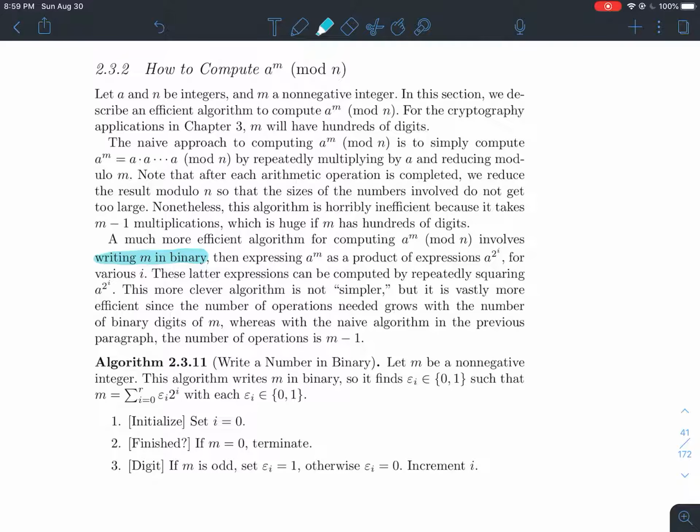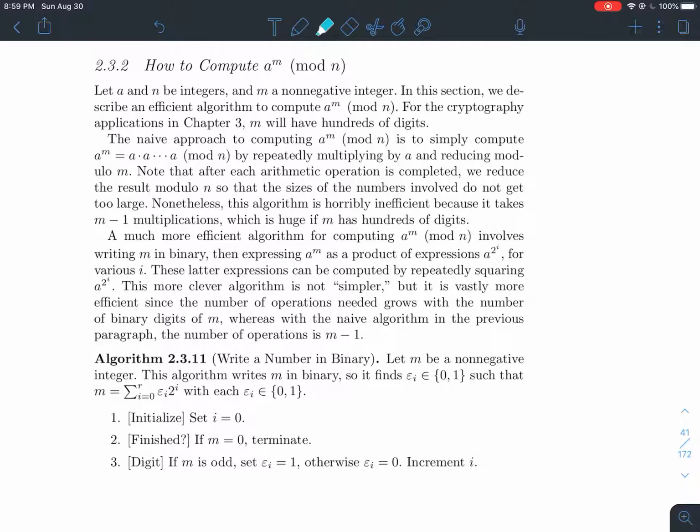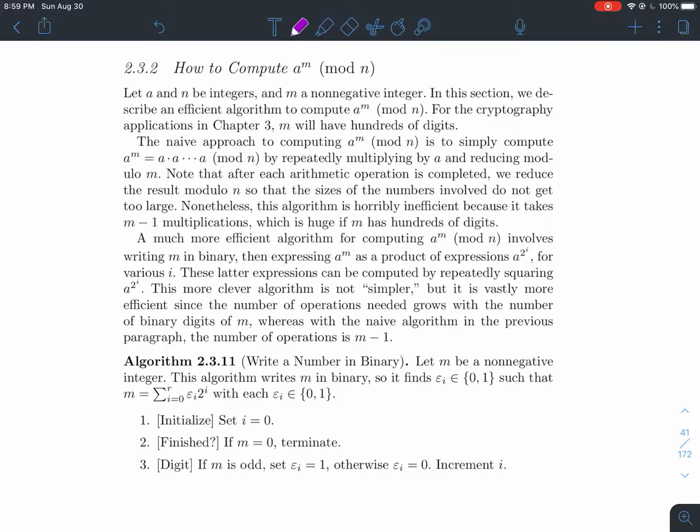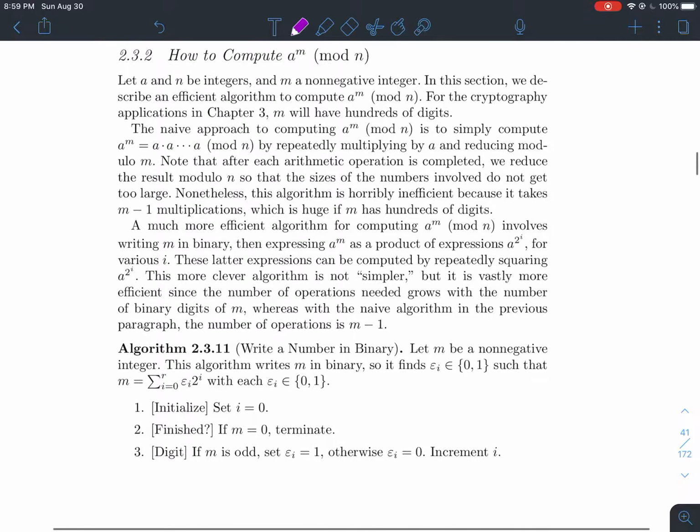We need to be able to write an exponent, or in our case just any integer m, in binary. Maybe you have some ways to do that, maybe you've seen that before. The way I'm going to tell you to do it is to just follow this algorithm down here. But before I get into that, what is binary? You might think of it as base 2. So how can I express a number using only 0 and 1?